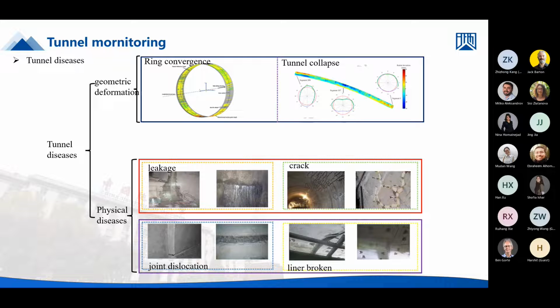At the moment, we're focusing on the geometric deformation aspect of the tunnel monitoring, but we are working on the physical diseases. For the physical diseases, we are relying more on the images, I mean the range images, because for the physical diseases, we can use the difference of the reflectance to show the physical difference. Next.